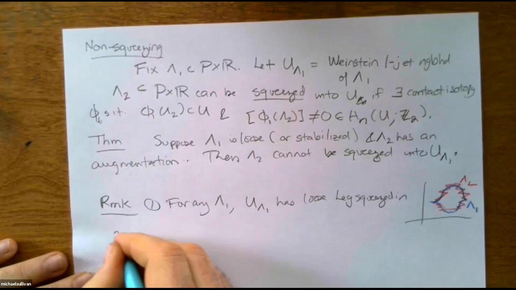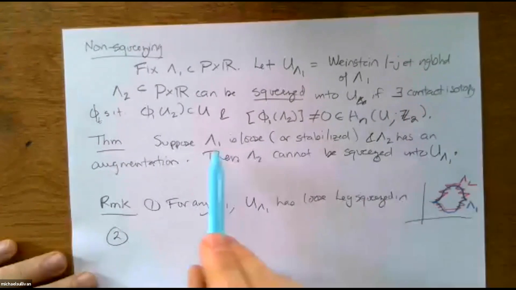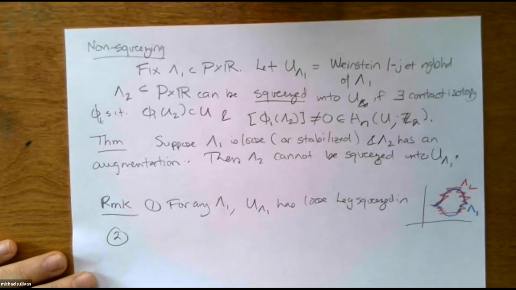And okay, so that's the condition about why I'm assuming lambda two has an augmentation. It is sort of the exact opposite, the far side of the spectrum, from lambda two here being loose.